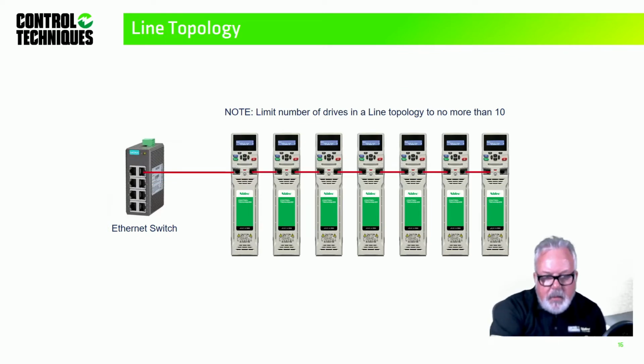So here's a line. And again, you can see right off the bat, what's an advantage? Well, the advantage there is I've got 1, 2, 3, 4, 5, 6, 7 drives connected to the switch with one connection, as opposed to taking up 7 of those 8 ports if I were using a star. So again, limit the number of drives to no more than 10 in a line.